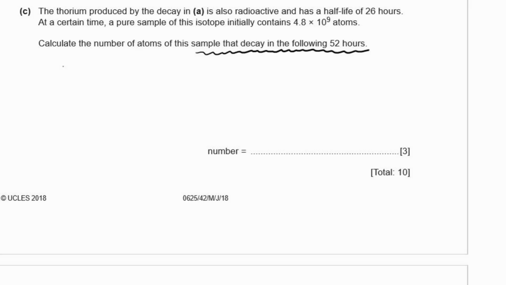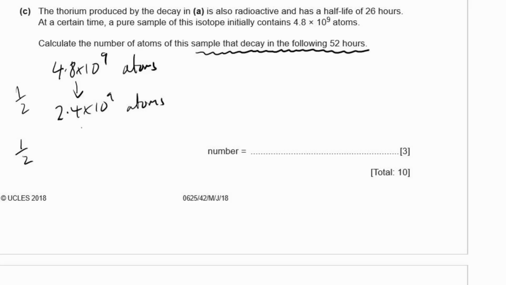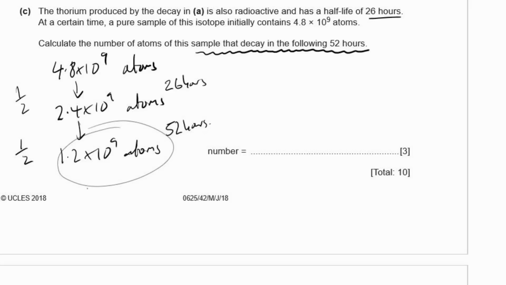Alright, so I start with 4.8 times 10 to the 9 atoms. I undergo one half-life, and that 4.8 will change into 2.4 times 10 to the 9 atoms. I undergo another half-life, and that 2.4 will become 1.2 times 10 to the 9 atoms. Now let's look at this. The half-life is 26 hours, so this will take 26 hours. This will take another 26 hours for the second part, which then takes me to 52 hours. So it's 2 half-lives. This is the amount I have left.